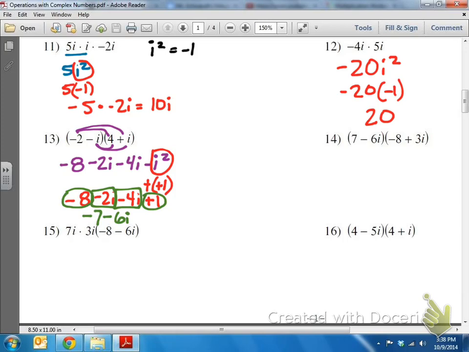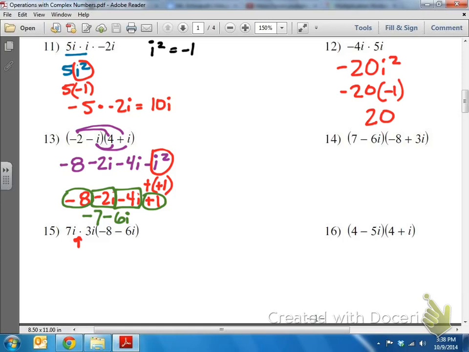All right, so 14 is very similar to 13. Let's try number 15. The thing to pay attention to closely is the dot in front. That means multiplication. Usually, we always think, oh, I see parentheses. That means I have to distribute first. Remember, the distributive property is multiplication. So it doesn't always go first because of the parentheses.